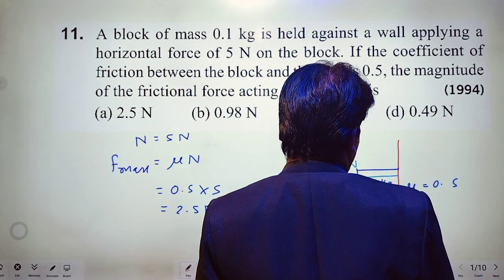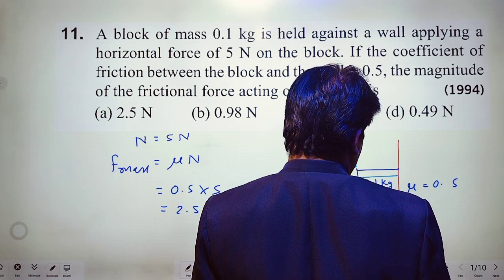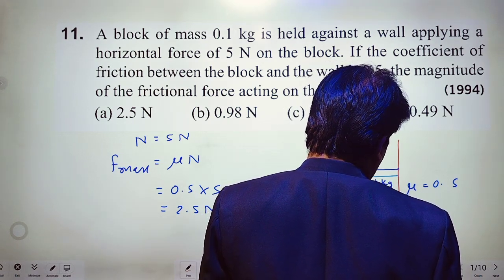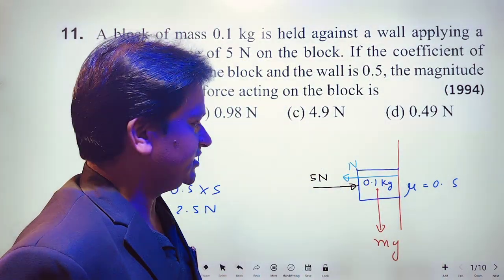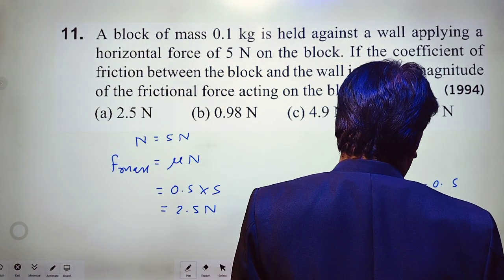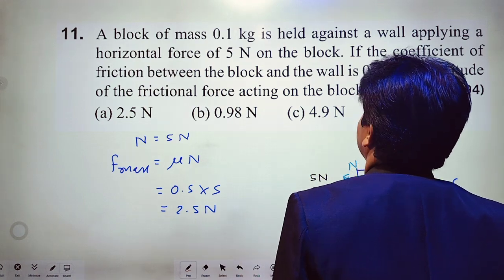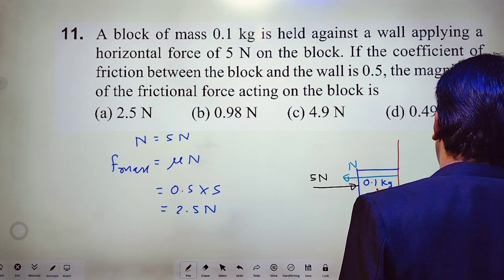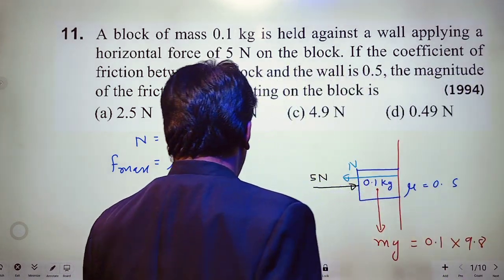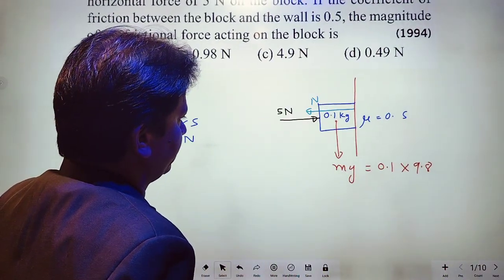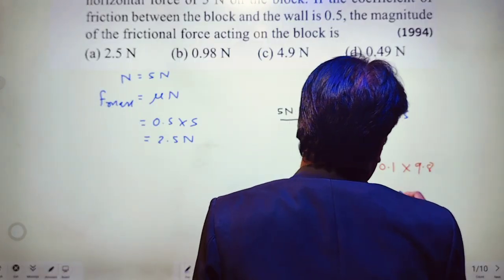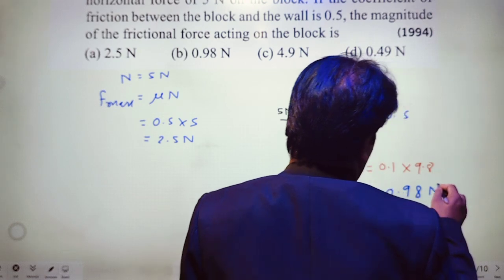Gravitational force is acting on the block in the downward direction. What will be its value? This will be equal to mg. Mass is 0.1 and g is 9.8. This will be equal to 0.98 Newton.